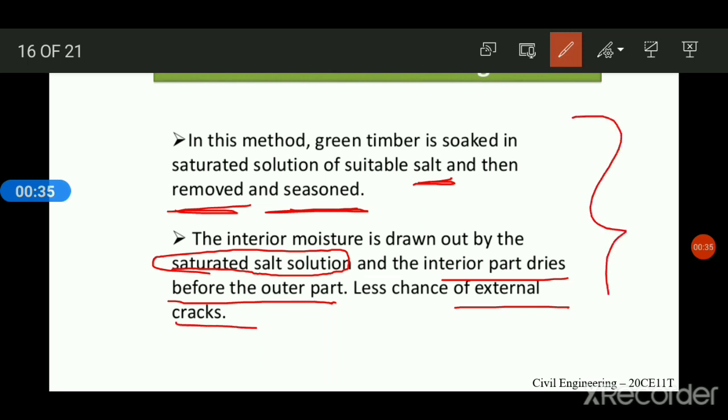I'll explain in another way. Generally, an aqueous solution of certain chemicals has a lower vapor pressure than that of pure water. If the outer layers of timber are treated with such chemicals, the vapor pressure will reduce and a vapor pressure gradient will be set up. So the interior of the timber, containing no salts, retains its original vapor pressure and therefore will tend to dry rapidly. That's it.